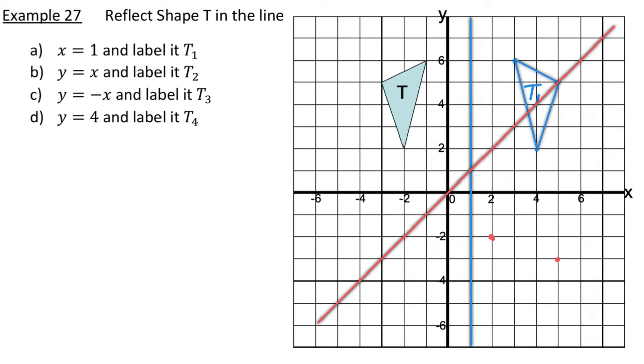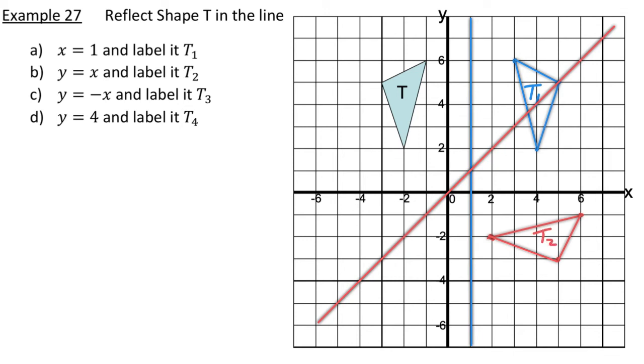And then the last point, we go diagonally 1, 2, 3 and a half. So we'll do the same on the other side. So a half, 1.5, 2.5, 3.5. So the last point is at 6, minus 1. And we can join those up, and we've got the shape T2.